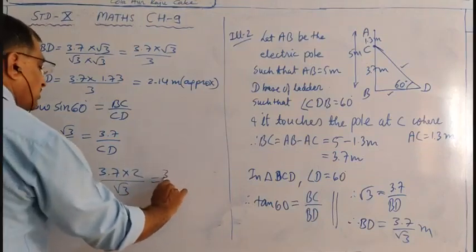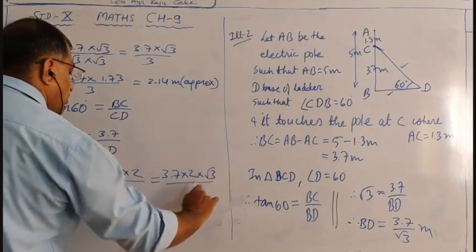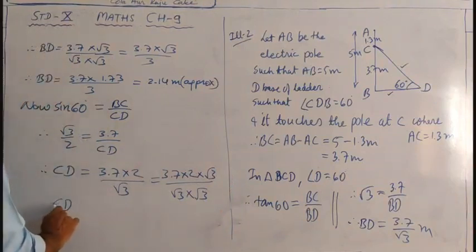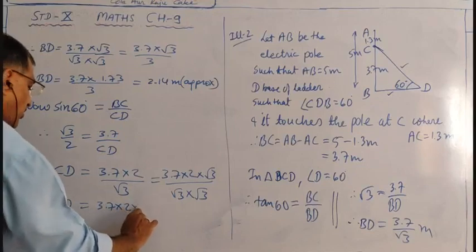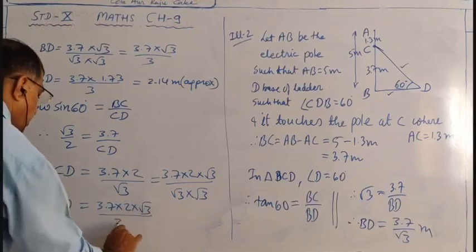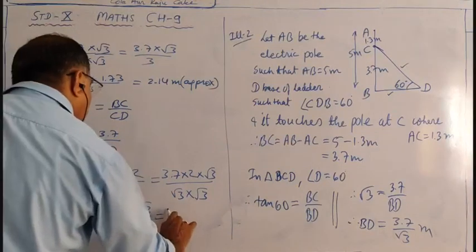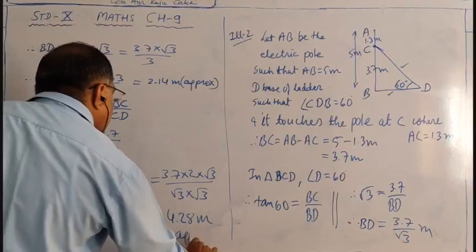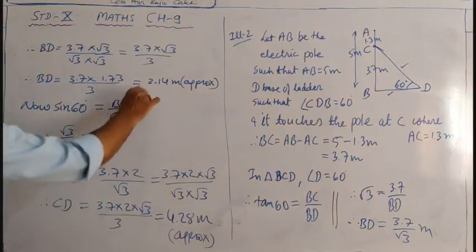Again we can rationalize the denominator, multiplying by root 3 on both numerator and denominator, and we get CD is equal to 3.7 multiplied by 2 multiplied by root 3 divided by 3. So this is equal to approximately 4.28 meter, that is the approximate value. So this is the length of the ladder.